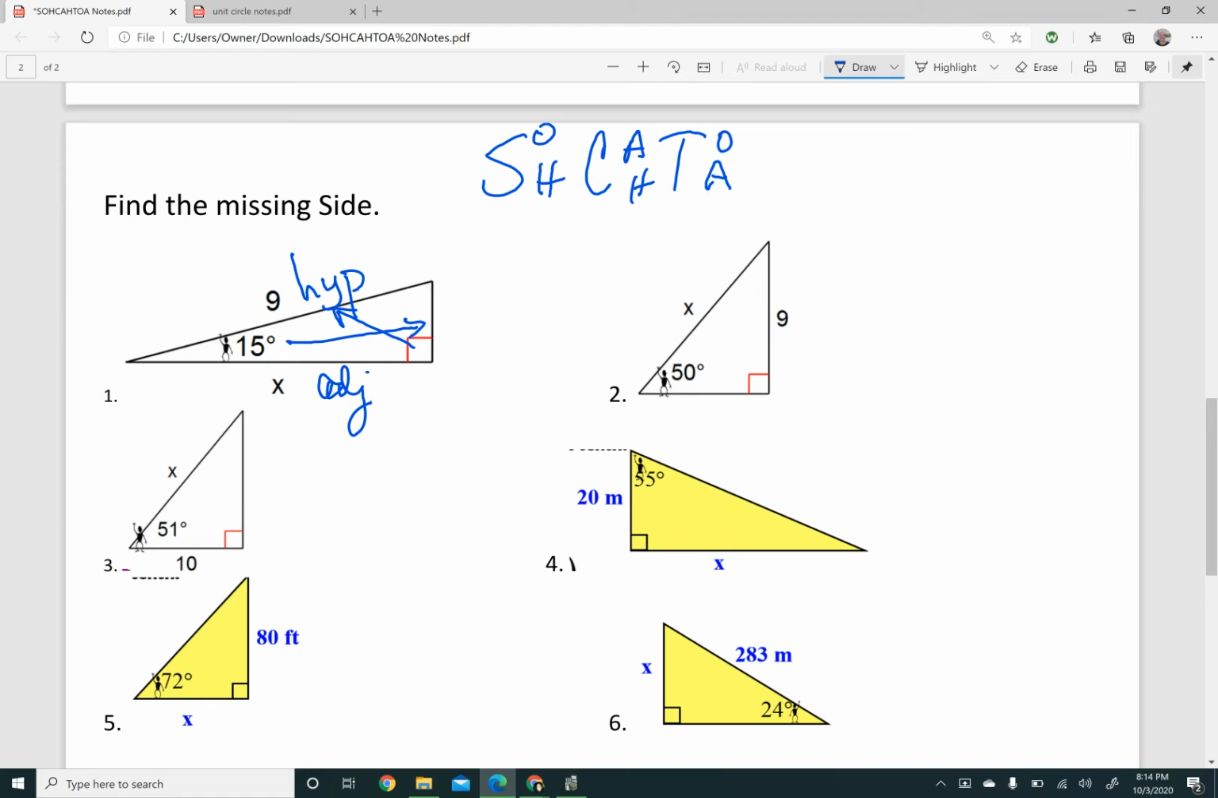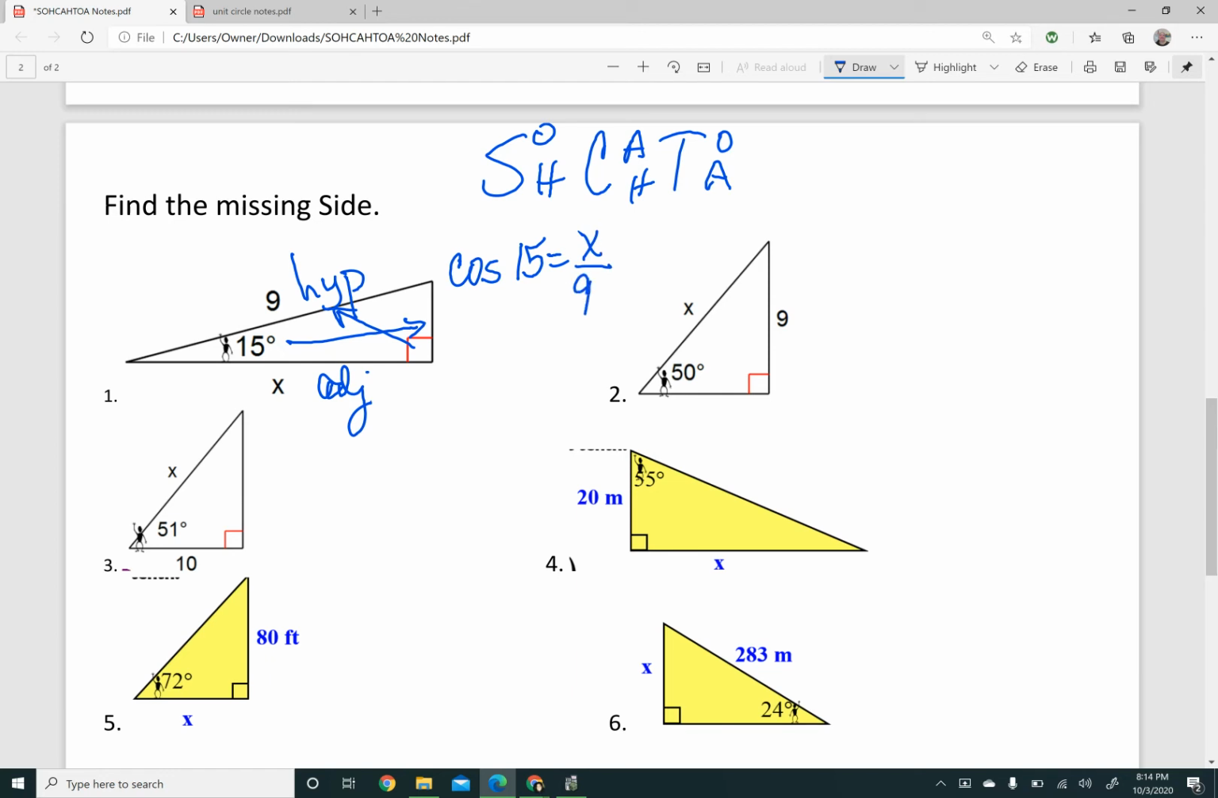Okay. So what trig function has adjacent and hypotenuse? Well, that's this function. So that's the cosine. So we say the cosine of the angle equals the adjacent side divided by the hypotenuse.